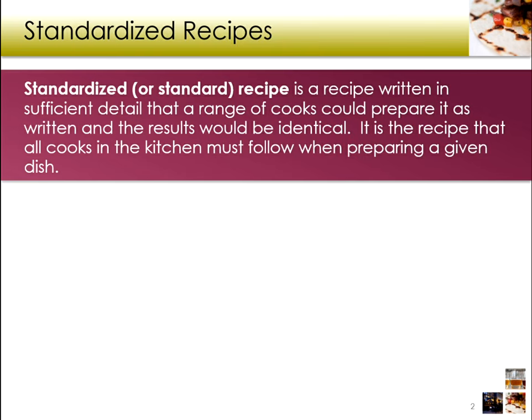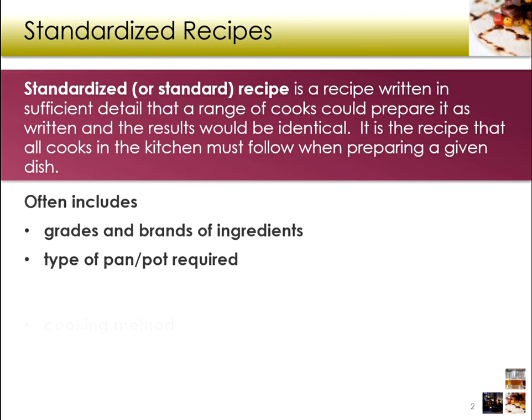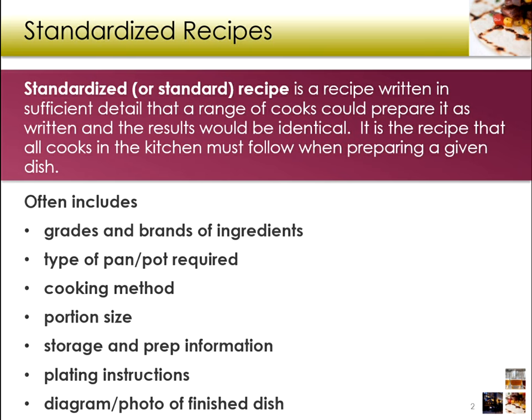And a standardized recipe is often going to include a lot of these things that are listed on your screen here. So grades and brands of ingredients. So not just does the recipe call for a 6-ounce steak, is it a triple A, Kobe, whatever, right? In order to create consistency in the recipe so the customer gets the same product every time. It also allows us to keep the cost consistent, because if the grade of the ingredient stays the same, then the recipe that we costed out is going to be accurate, right?